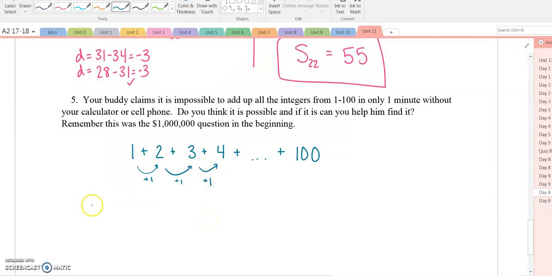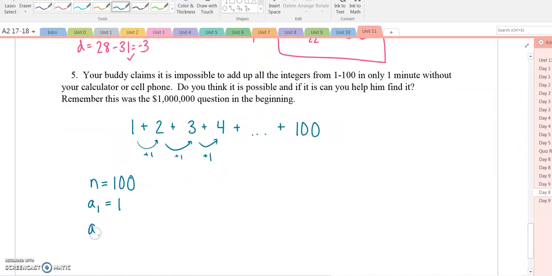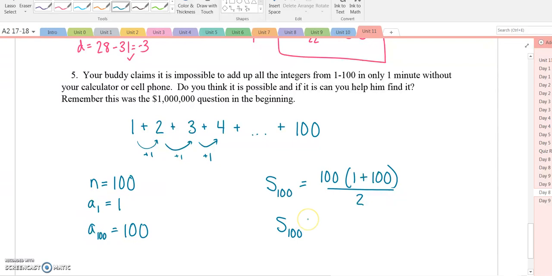All right, so I know all of these. That means there are 100 terms, so n is 100. I know the first term is 1. I know the last term is 100. So I can just plug this in my head into my formula. The 100th sum would be n, so 100, times 1 plus 100, divided by 2. Now, whether you can do that completely without your calculator, I don't know. These numbers are kind of big. But still, it can take you definitely less than a minute to do that. All right, and this should give you, let's see, 5,050.